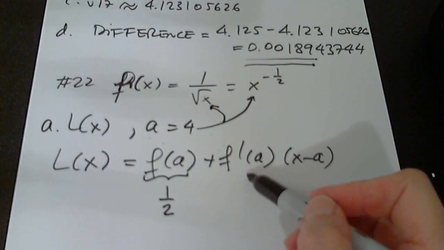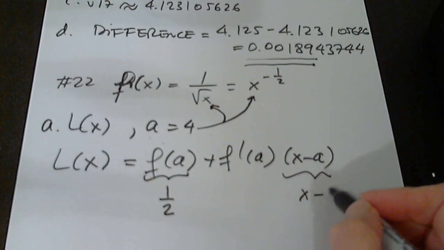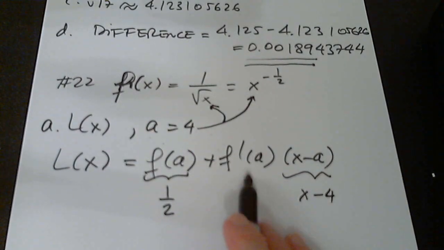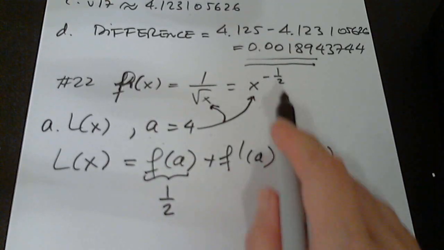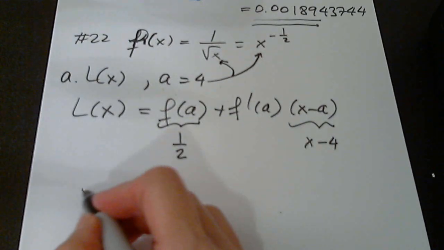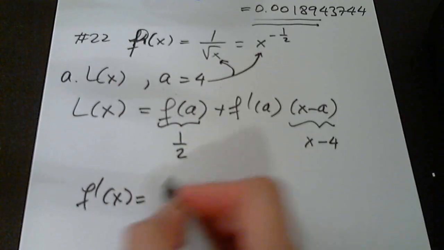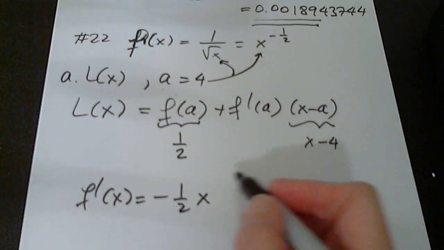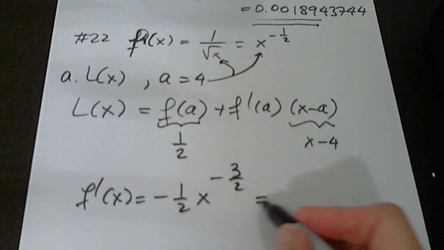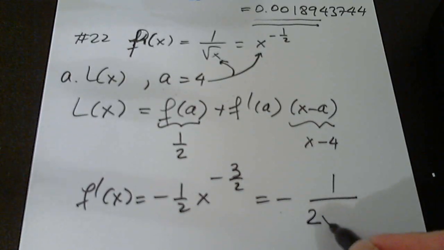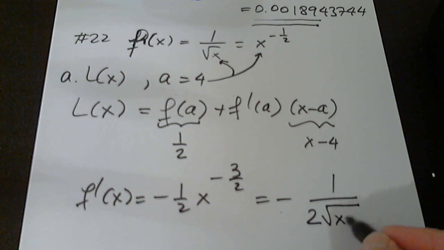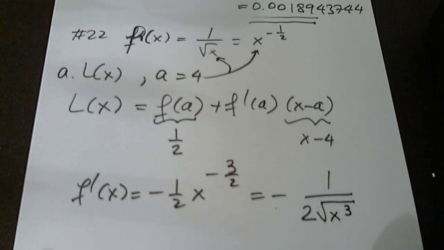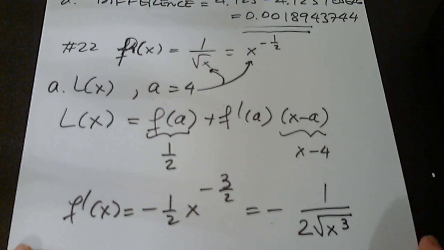So now let's find the derivative. Obviously this is x minus 4, but we want to find the other piece, which is f prime of a. But first I have to find f prime of x. So f prime of x will be, bring down negative 1/2, x to negative 1/2 minus 1, which is negative 1 over 2 times the square root of x to the 3rd. Ugly, but that's what it is.